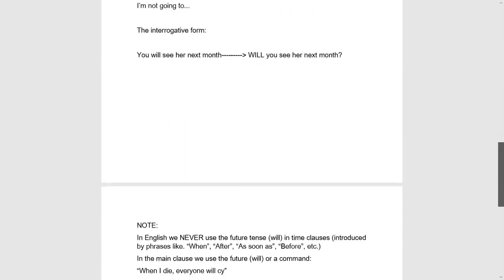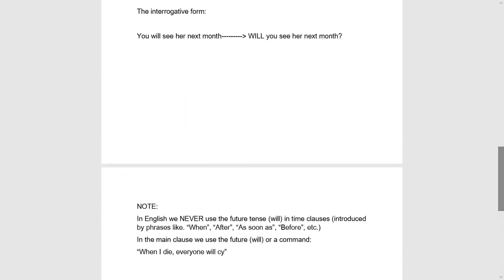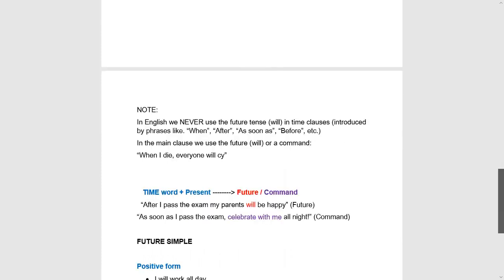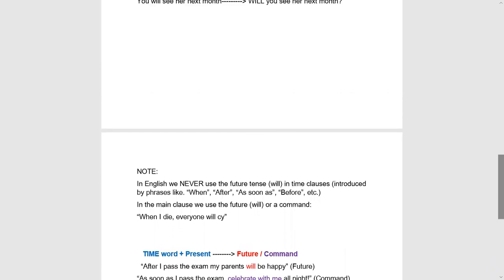Note, this is important. In English, we never use the future tense will in time clauses introduced by phrases like when, after, as soon as, before, etc. So, for example, in the main clause, we use the future will or a command. When I die, everyone will cry. Okay. This is a very strong sentence, so you can remember it longer.